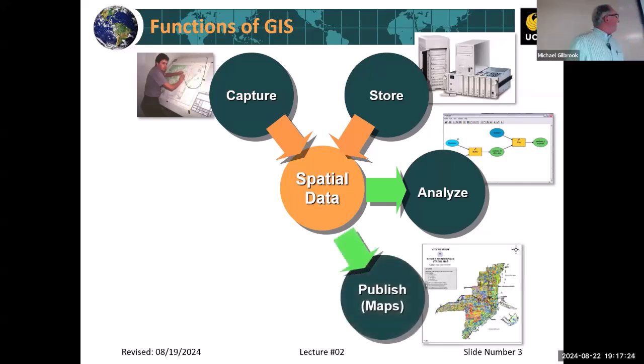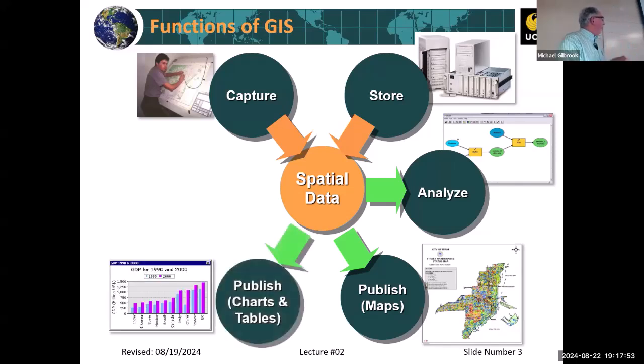A true GIS has the ability to publish maps. Now, it used to be the only way that we could make maps was to print them out to a plotter or a printer. Then we had the ability to print them to a file, so you could make a PDF or a JPEG or a GIF file or any kind of file, and share the file without having to put it on paper. But you need some way to be able to publish your information in the form of a map.